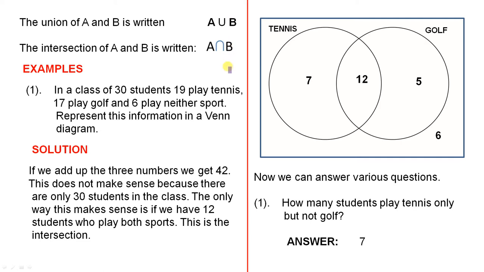Let's look at a typical exercise to do with Venn diagrams. So number one, let's look at the examples. In a class of 30 students, 19 play tennis, 17 play golf, and 6 play neither sport. Represent this information in a Venn diagram.